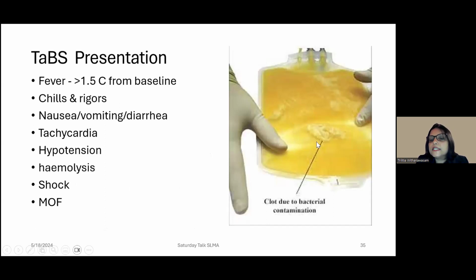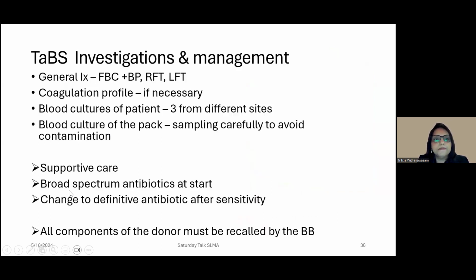I just made these charts to show you how a contaminated blood product looks. This is a platelet product, where you can see abnormal agglutinations. In the red cell, there can be a color change, bubbles, and clots as well. If you give this kind of pack, the patient may present with very high fever and chills, rigors, GI symptoms, hypotension, hemolysis, and shock, and ultimately multi-organ failure.